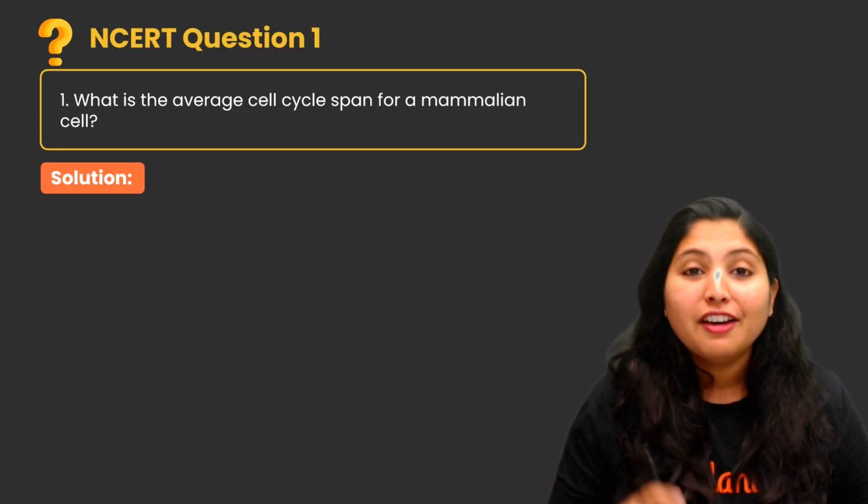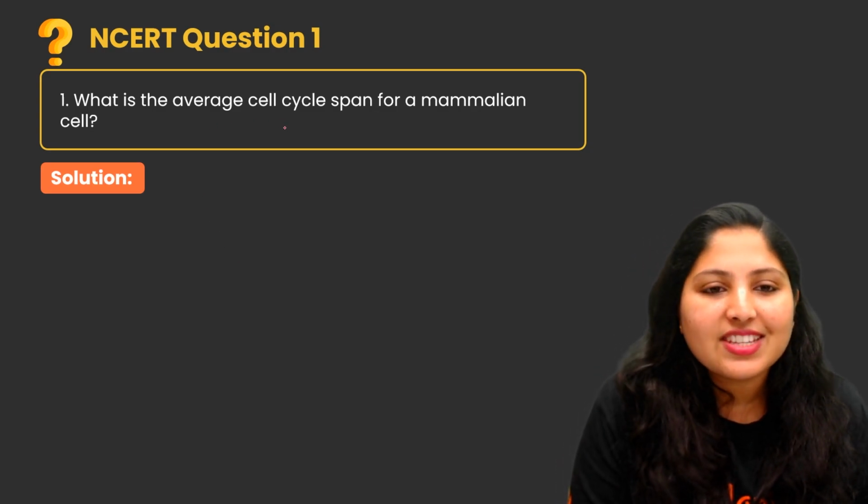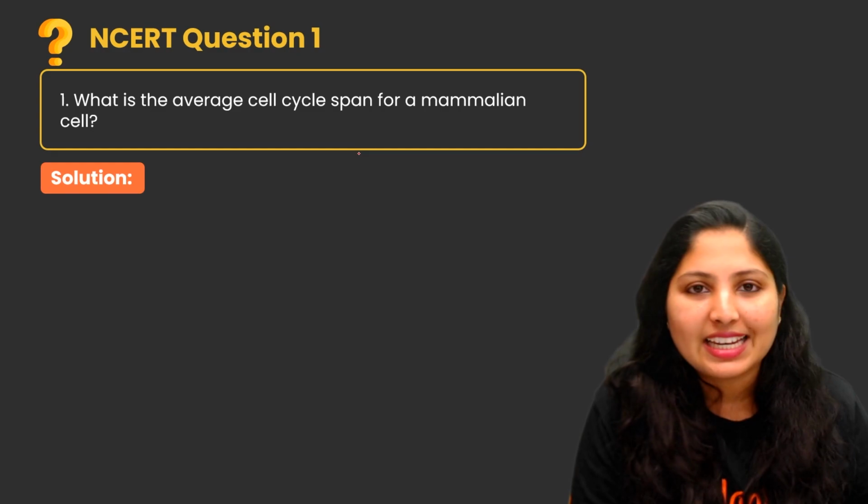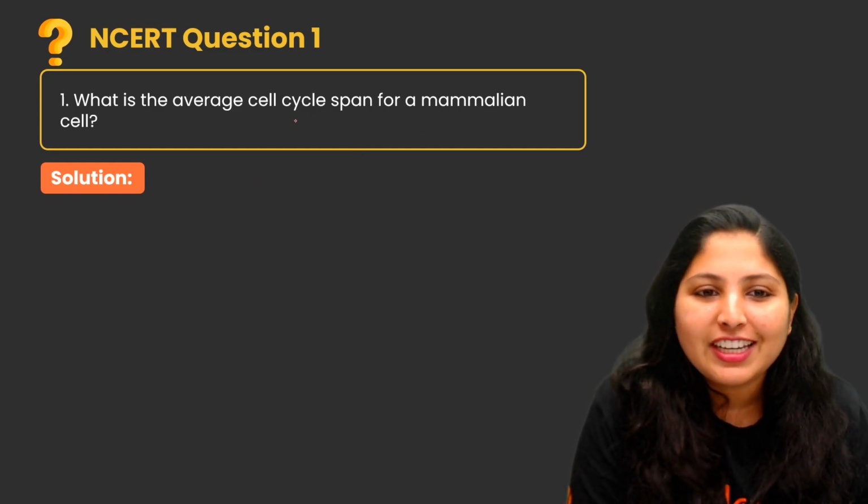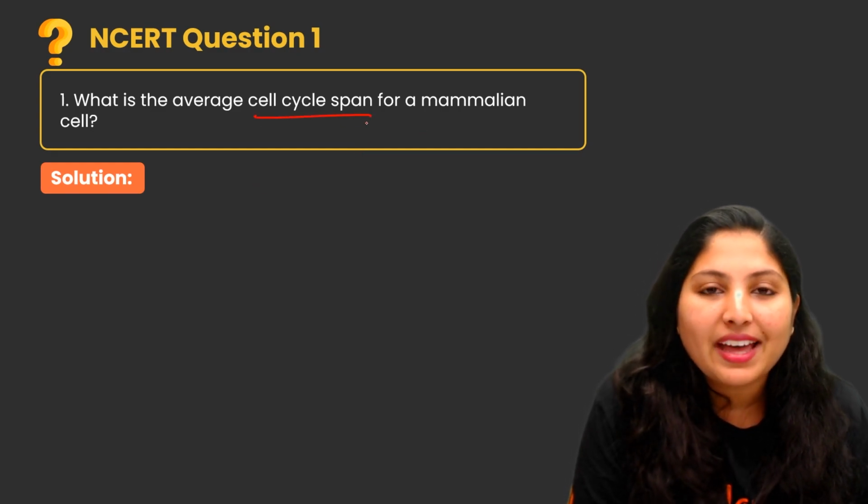Today we are going to discuss questions from the chapter called Cell Cycle and Cell Division. First question: what is the average cell cycle span of a mammalian cell? We need to tell what is the cell cycle span of mammals.